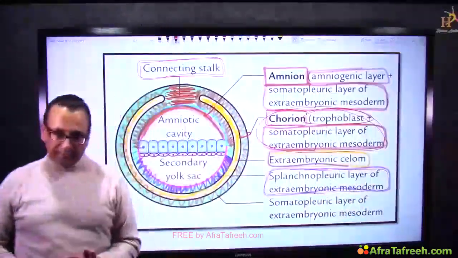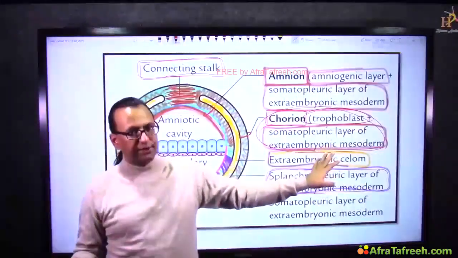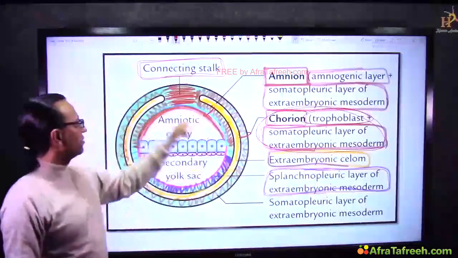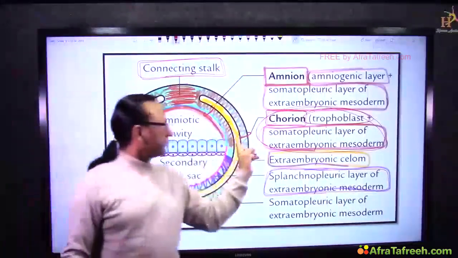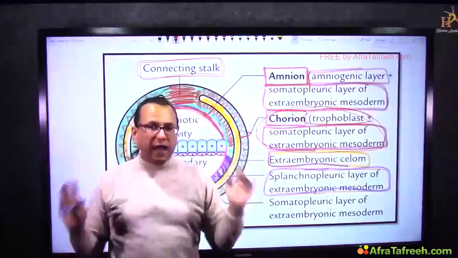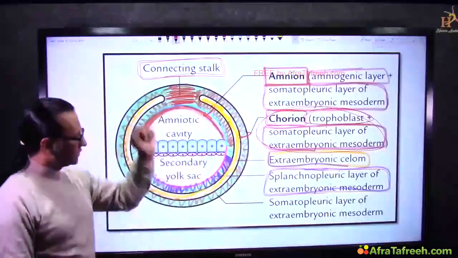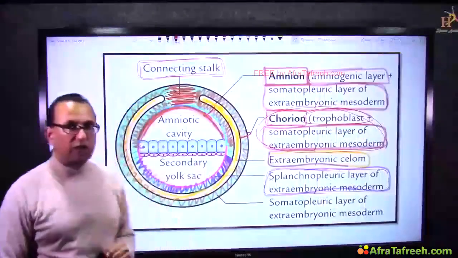So you're trying to say extra embryonic mesoderm is with the chorion and amnion also. Yes, maybe it is amnion or maybe it is chorion, it is both having somatic extra embryonic mesoderm. Let's draw the same diagram now ourselves.